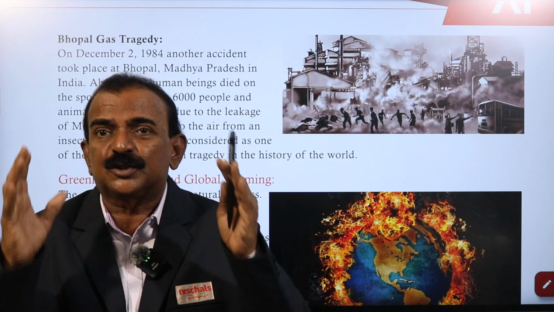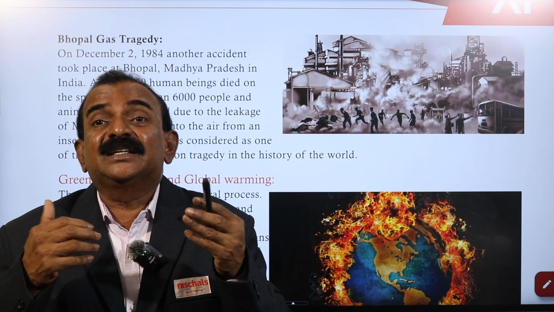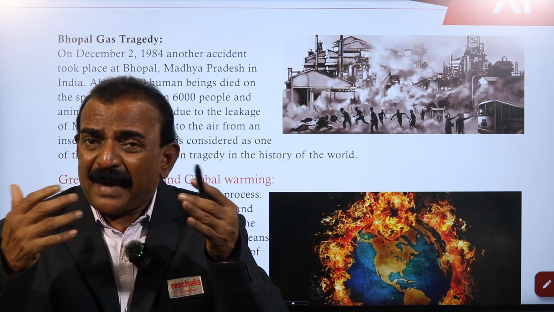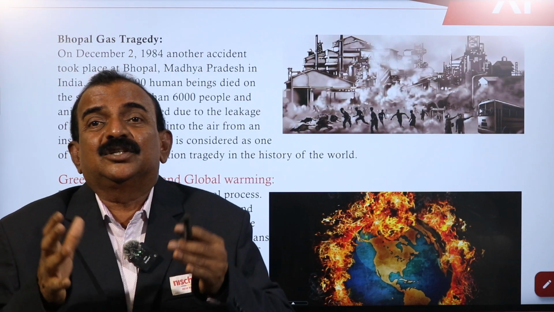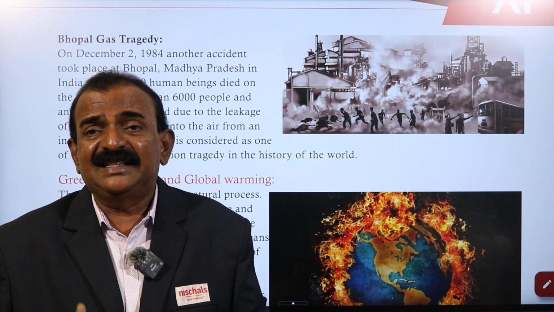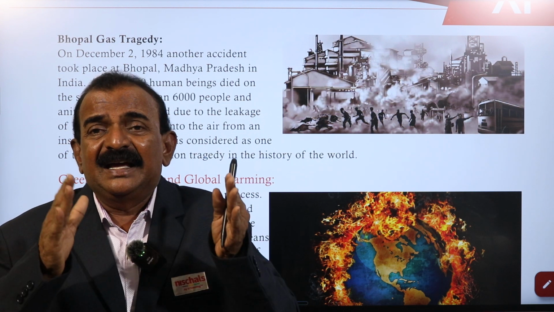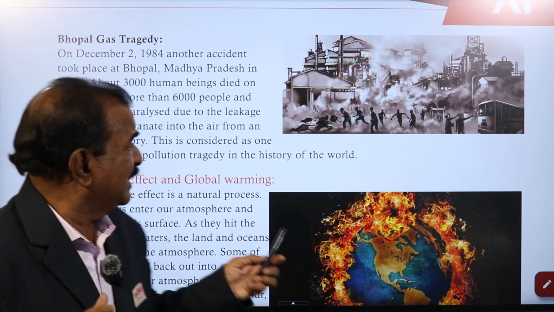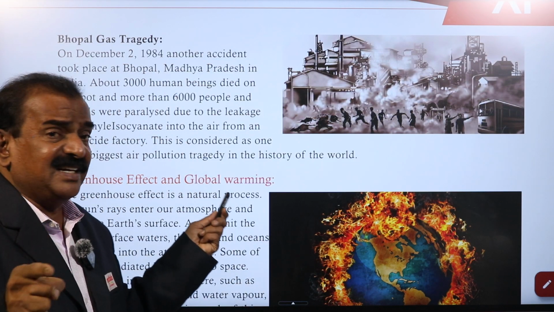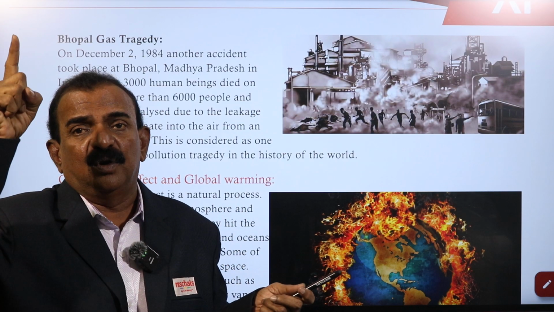people died on the spot, and also 6,000 people and other organs were paralyzed due to the release of this poisonous gas into the atmosphere. The Bhopal tragedy is one of the biggest air pollution tragedies in the history of the world, not just in India. History of the world. Why?